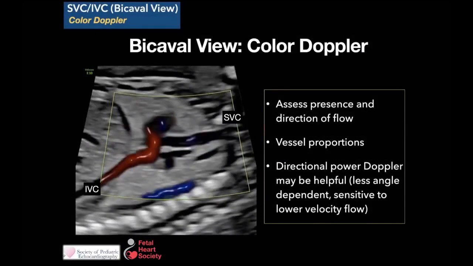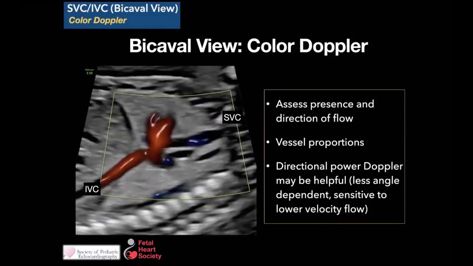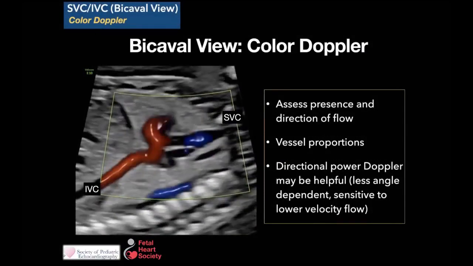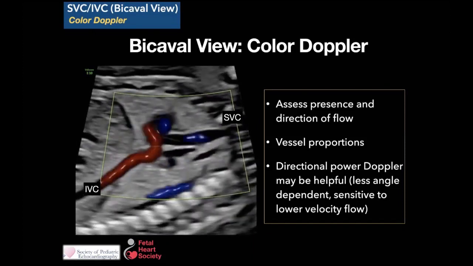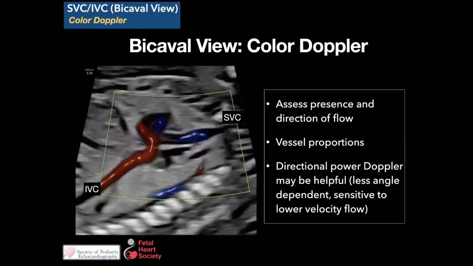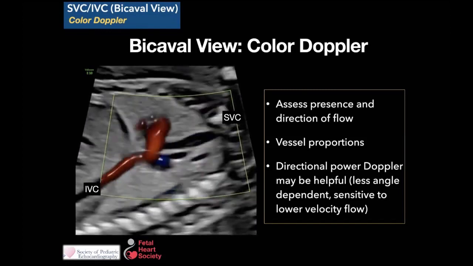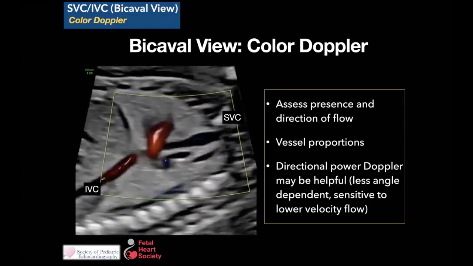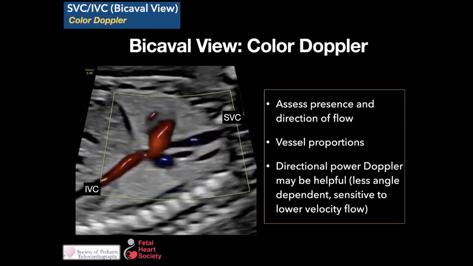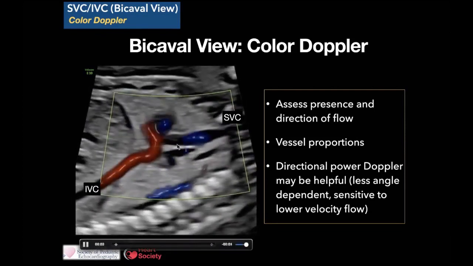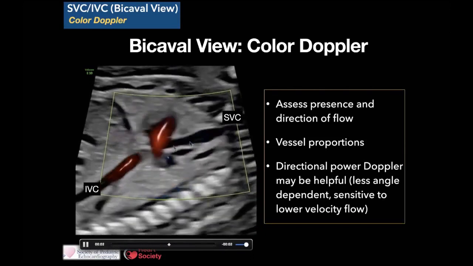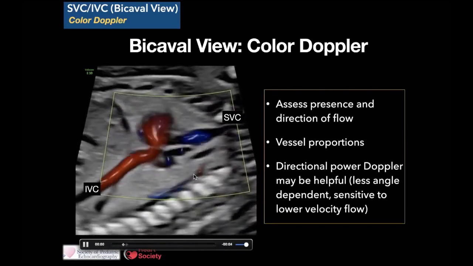With the bicaval view with color Doppler, we're able to assess the presence and direction of flow. Again, this also helps in confirming vessel proportions. Directional power Doppler may be helpful. But in this case, I'm using color Doppler, and it's because these vessels require low flow as well. Directional power Doppler tends to be more sensitive to lower flow velocities. But in this case, I had a really ideal patient scan, and here you can see a nice filling of the vena cava.